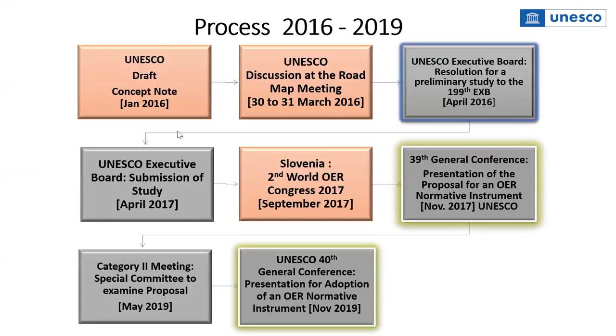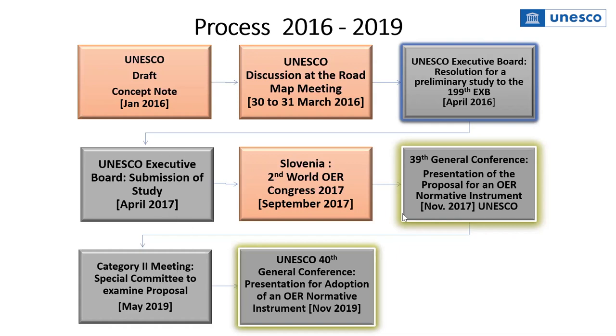The process is shown on the screen. The part colored in yellow with a little halo around it is when the 193 member states agreed, in the first instance, to move forward with the development of a recommendation, and in the second instance adopted this document by consensus. The Category 2 meeting is the moment in which the text was agreed upon down to the last comma by the member states and their nominated representatives, with observers from civil society also present. So this is an instrument that's agreed upon internationally.